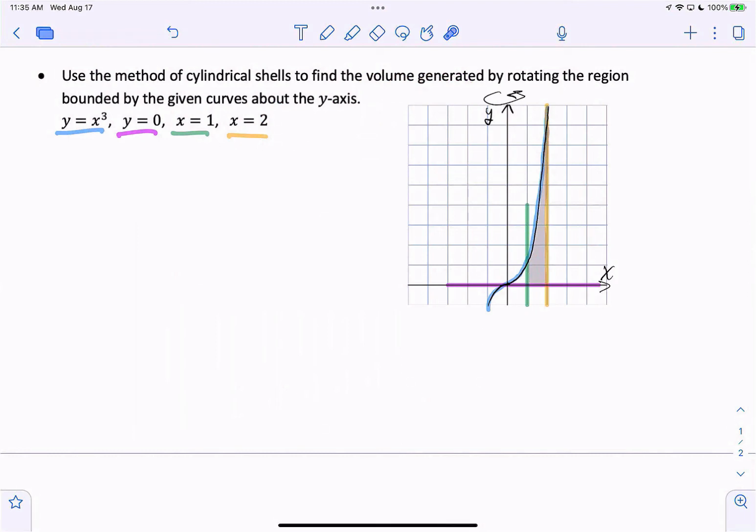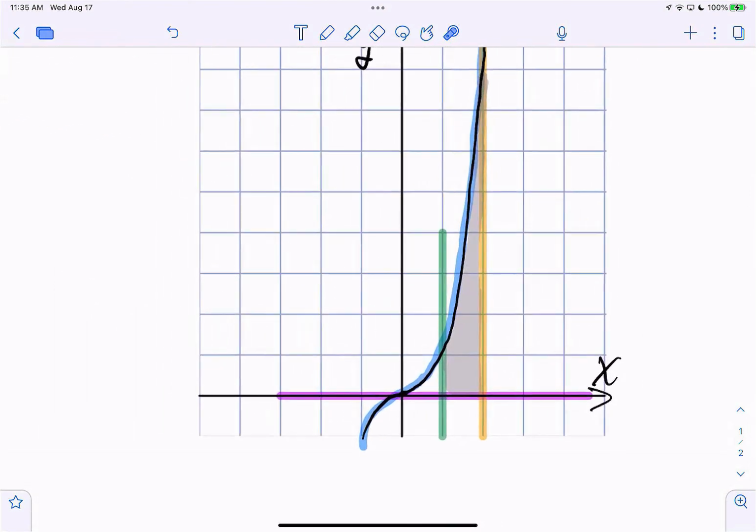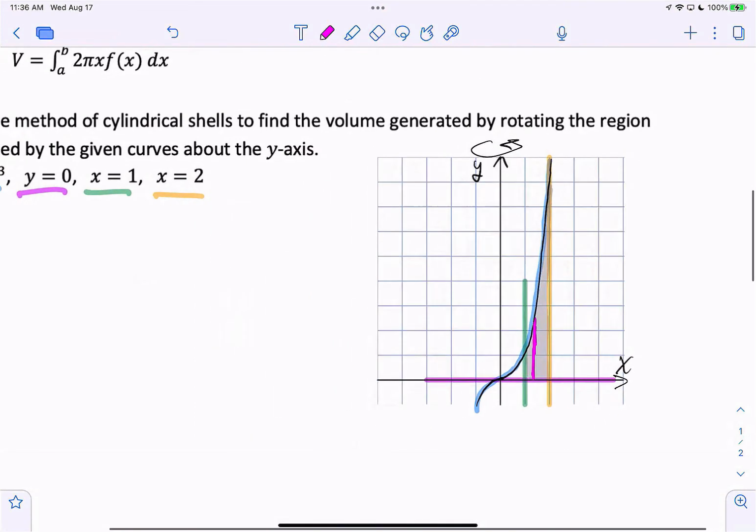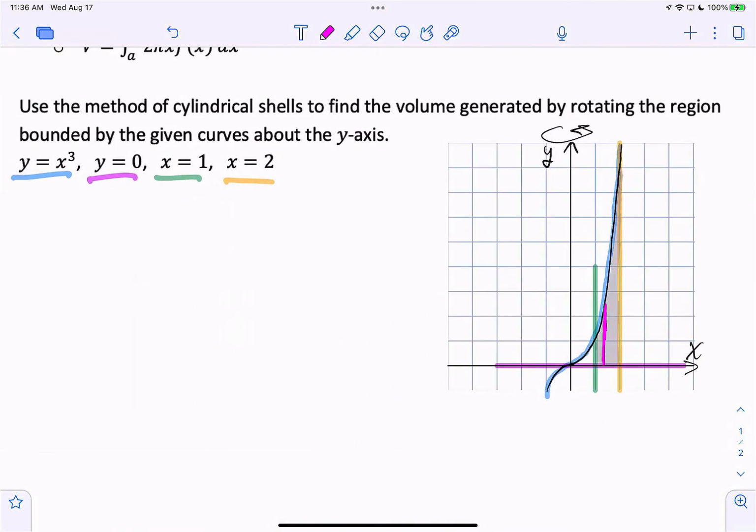I recommend always drawing all of the boundaries every time, because it's really easy to misidentify a region. And then draw a representative rectangle. It doesn't need to be a fancy rectangle, just something like, in this case, it's vertical. And that brings to mind something really important.